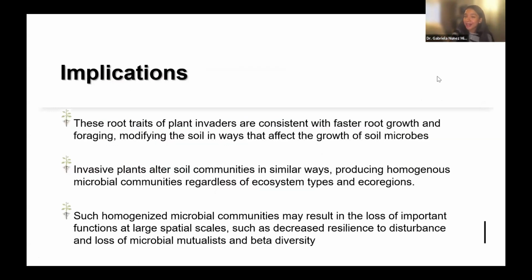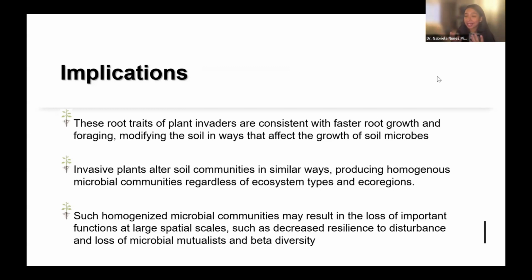Now, the implications of these findings is that the root traits that we saw that were more likely to be associated with invaders, being the high CN ratios and the high specific root length and low root tissue density, it just means that they are putting out faster root growth for foraging, and that is modifying the soil in ways that affects the growth of soil microbes.